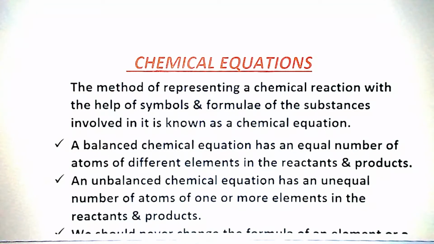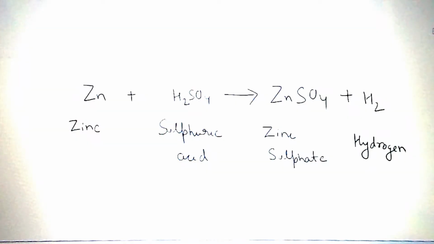For example, when a zinc metal reacts with dilute sulfuric acid to form zinc sulfate and hydrogen gas, in this reaction, formula of zinc is Zn and sulfuric acid formula is H2SO4 and formula of zinc sulfate is ZnSO4 and the formula of hydrogen is H2.